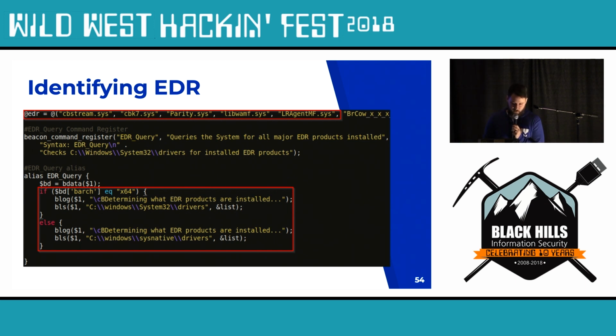And then here in the alias command, an alias command basically makes a new beacon command within the beacon itself. So we can use this alias command to do an if and else statement to determine the actual architecture of the system that we're on first. The way Windows works is it's kind of backwards, right? So if it's 64-bit, we have to dir the system32 directory. But if it's 32-bit, we have to list the sysnative directory. So we want to make sure that check is in there for us so it doesn't error out.